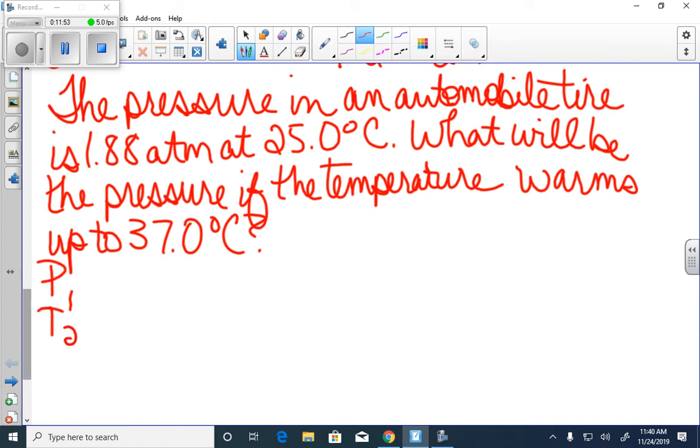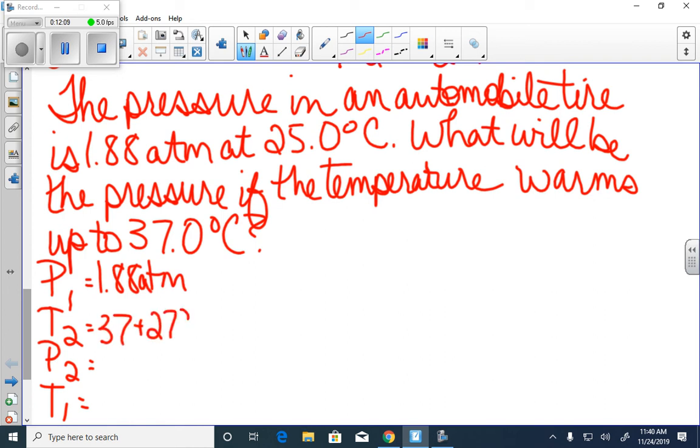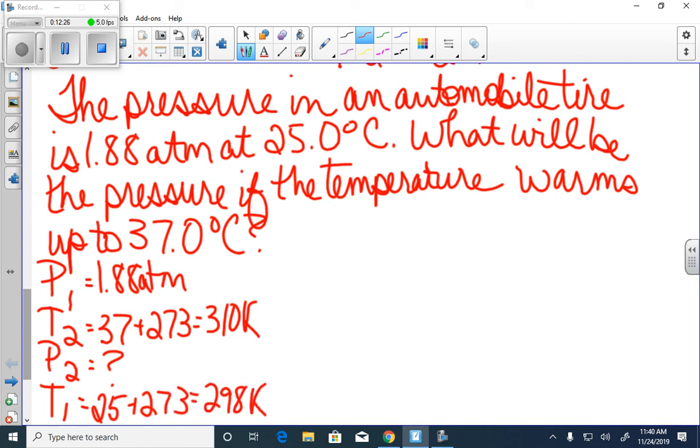All right, so let's go ahead and do our setup. Okay, our P1, it says, is 1.88 atm. Our T2 is 37. We've got to add 273 to that, which is 310 K. Our P2, we don't know. It says what will be the pressure. And our T1 is 25 plus 273, and that's 298 K. Again, big mistake with these. Usually everybody finds this easy, but they flip their temperatures. So make sure you don't do that.